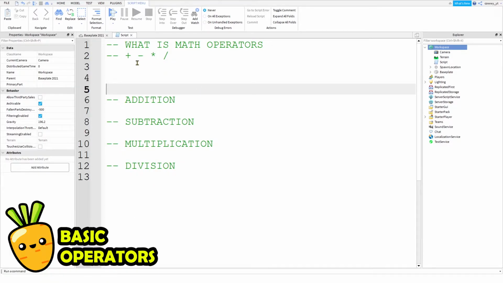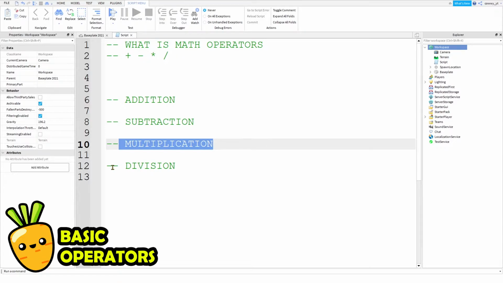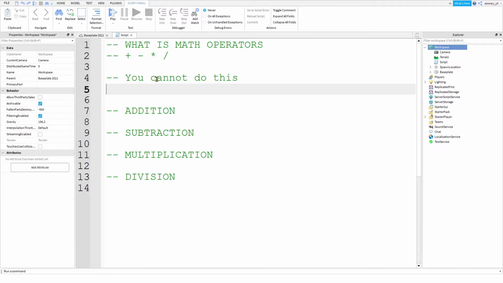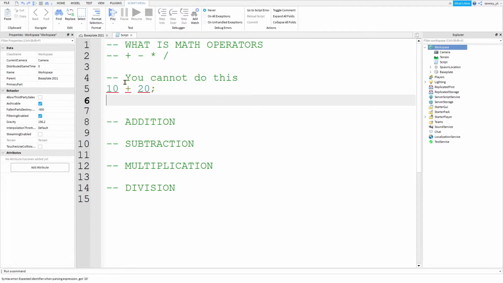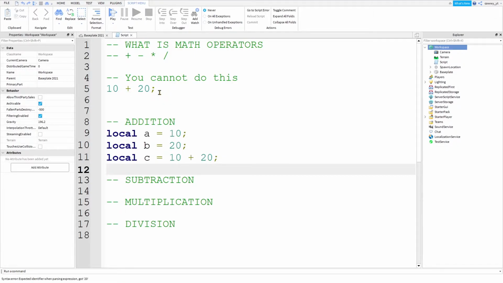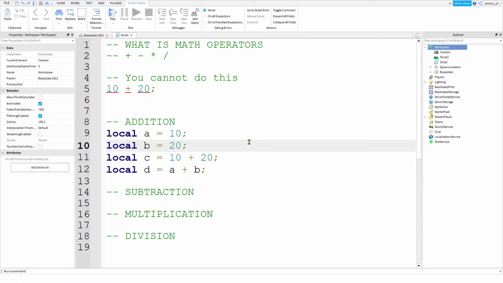So the first set of math operators that I want to go through is addition, subtraction, multiplication, and division. Typically when we do math in scripting, we put the answer inside of a variable. You'll never see a script that does something like this, 10 plus 20 by itself. What that means is always put your answer inside of a variable, something like this. Local A equals 10. Local B equals 20. Local C equals 10 plus 20. You can do it that way as well, or you can use variables like local D equals A plus B. Whichever way you choose, it's going to add up to 30.